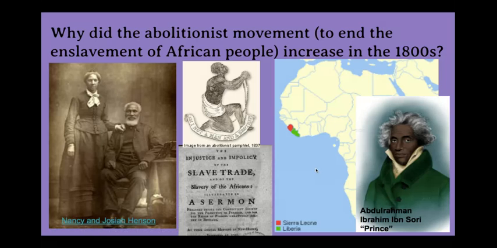So why did the abolitionist movement, the movement to end the enslavement of those people, increase in popularity in the 1800s? It increased in popularity partially due to the publicity received by a couple of different events. The first event is the creation of these two new colonies, the colony of Sierra Leone and the colony of Liberia. Sierra Leone and Liberia were both created for the same sort of reasons.